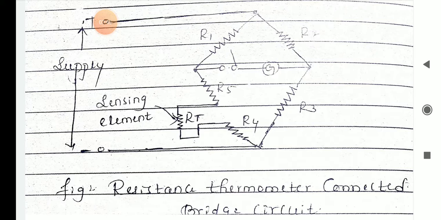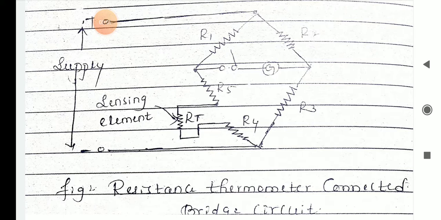When the bridge becomes balanced, due to change in the temperature, resistance RT also changes. So for that purpose you can say that the bridge becomes unbalanced. Means what? In your instrument, it will show some deflection, means variation. This galvanometer shows deflection which can be calibrated to give a suitable temperature scale.